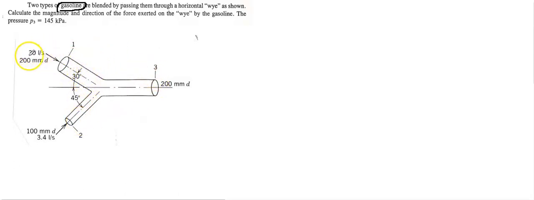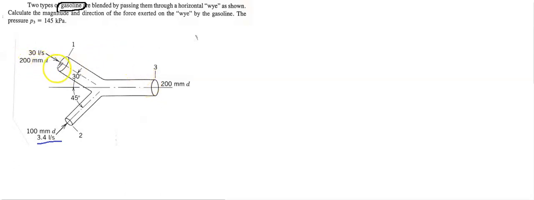We know the flow rate for this section, and we know the flow rate for this one. You can see this is 3.4, and we don't know the flow rate for this one. So definitely you know the continuity equation: the mass flow through this inlet should be equal to the mass flow through this outlet. That's the mass conservation principle and the equation of continuity.